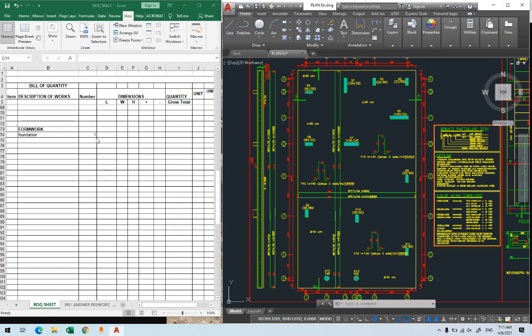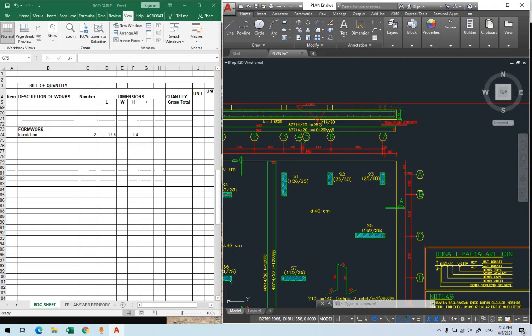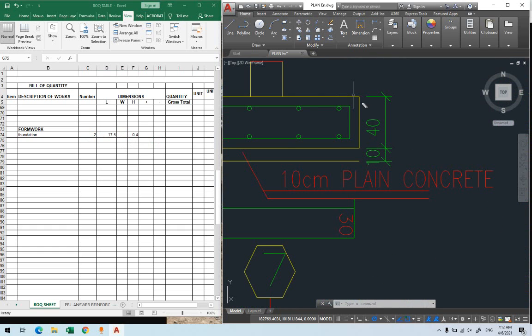So if I write it down, for example, I will write 1. What do I have? The length, for example, 17.5. I can even write 2 here. 2 times 17.5 by how much? By 0.4. What does this 0.4 mean? The thickness of the foundation, because remember the formwork comes here.